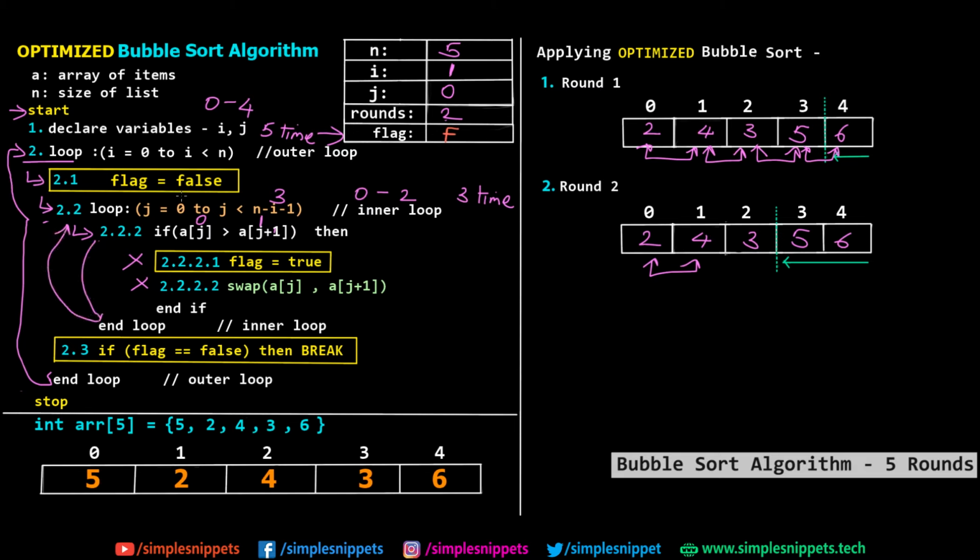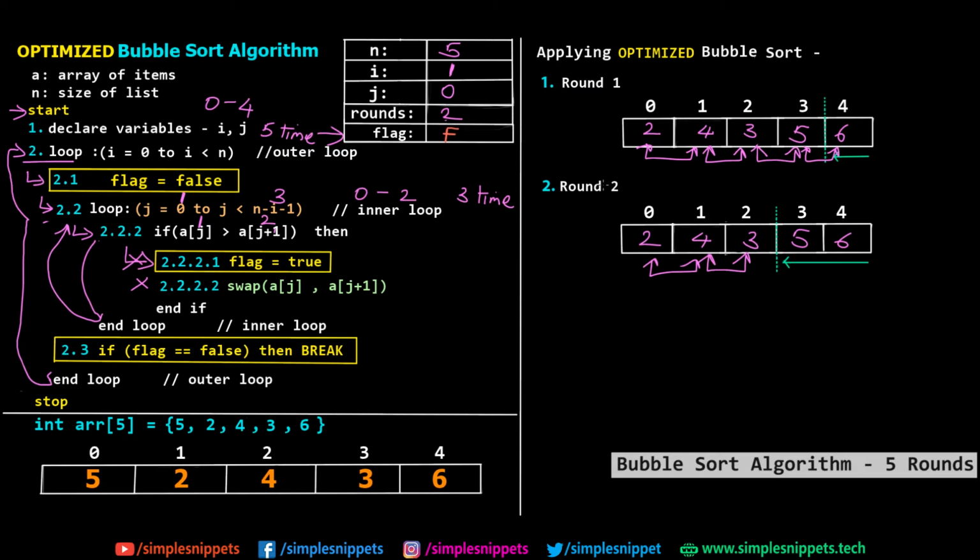j will become 1. Is 1 less than 3? Yes. So we will go inside again. Now we are checking a of 1 and a of 2, that is these two values. So now we are saying, is 4 greater than 3? This is true, right? So now we will go inside. Now we will make the flag as true, okay?